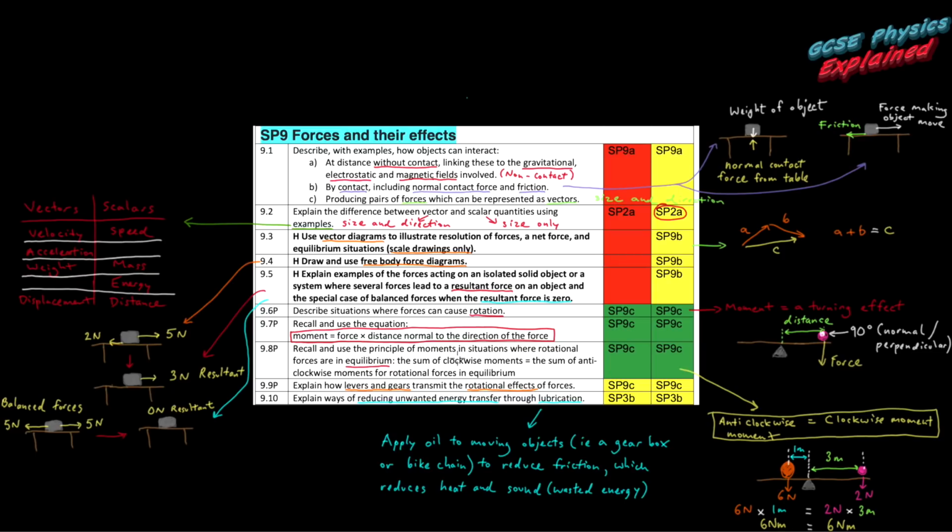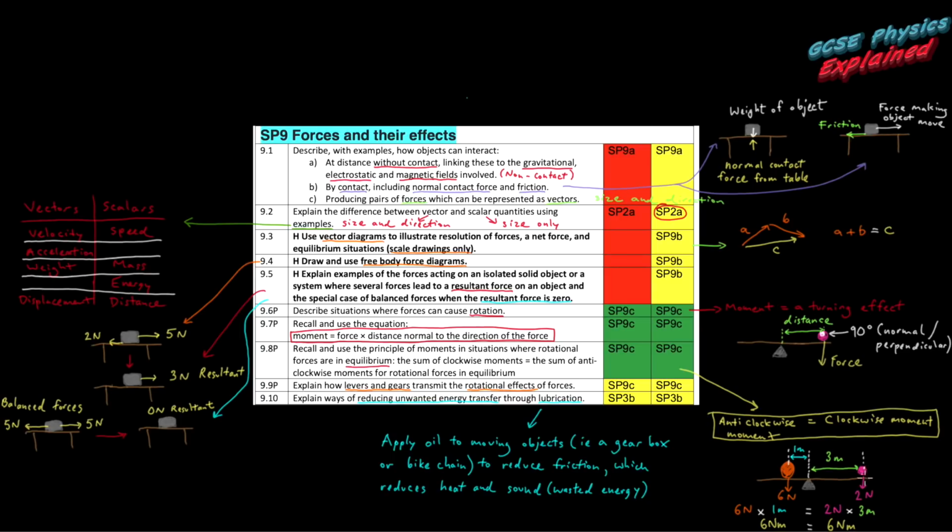Recall and use the principle of moments in situations where rotational forces are in equilibrium. In other words, the sum of the clockwise moments equals the sum of the anti-clockwise moments. So I've done a little picture down here for you. So the anti-clockwise moments equals the clockwise moments. There's your pivot. You can see this object here. It's got a force of 2 newtons and it's acting at 3 meters from the pivot.